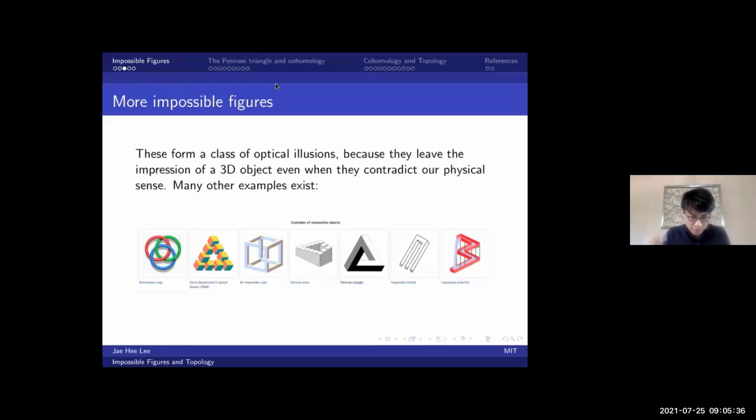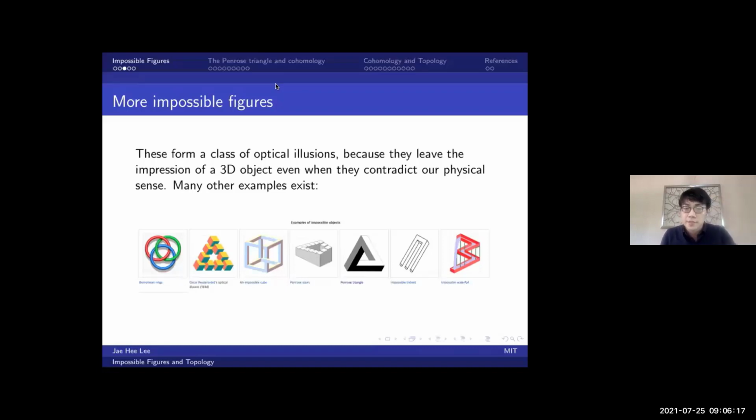Okay, so these are called optical illusions because although it's a two-dimensional figure that at first sight looks like a projection of a three-dimensional object, as soon as you think more and use your visual intuition, you soon realize that it's actually not realizable. However, it still leaves you with an impression of a 3D object. It looks as if you're looking at some 3D object, although the object itself doesn't exist. That's why it's called an optical illusion. And the Penrose triangle is a prominent example of this.